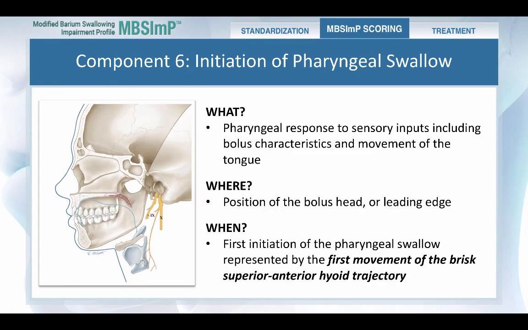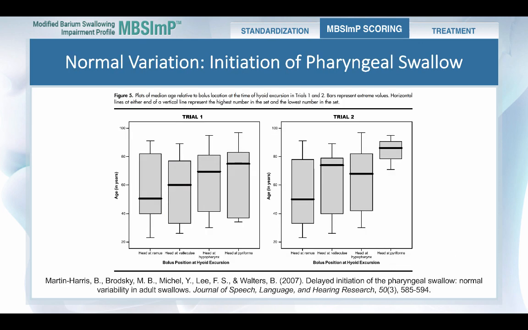Take, for example, MBSImP Component 6, initiation of the pharyngeal swallow. Component 6 represents the onset of the pharyngeal response to a number of sensory inputs, including bolus characteristics and movement of the tongue. It's scored based on the position of the bolus head or leading edge of the bolus at the time of the first movement of the brisk superior anterior hyoid trajectory. Normal variation occurs in the location of the bolus head at the initiation of the pharyngeal swallow.